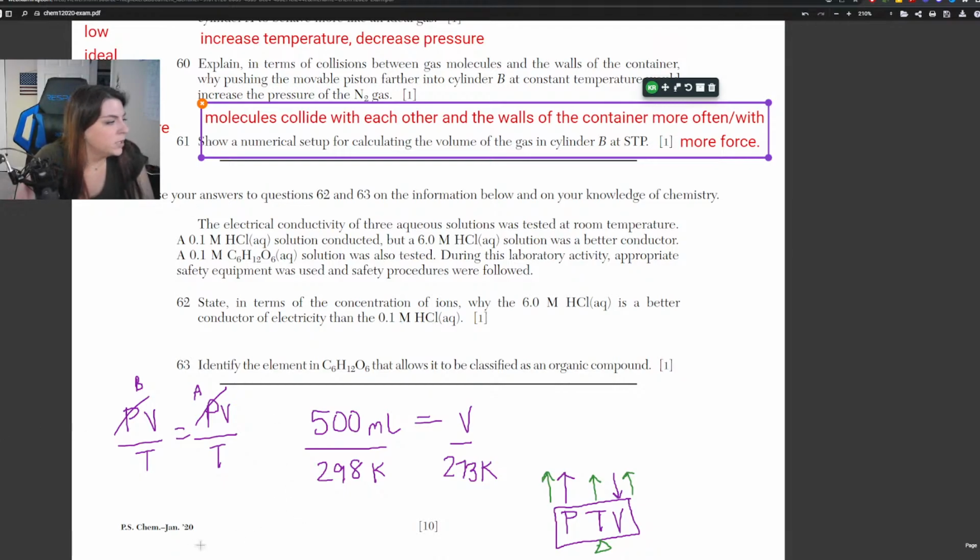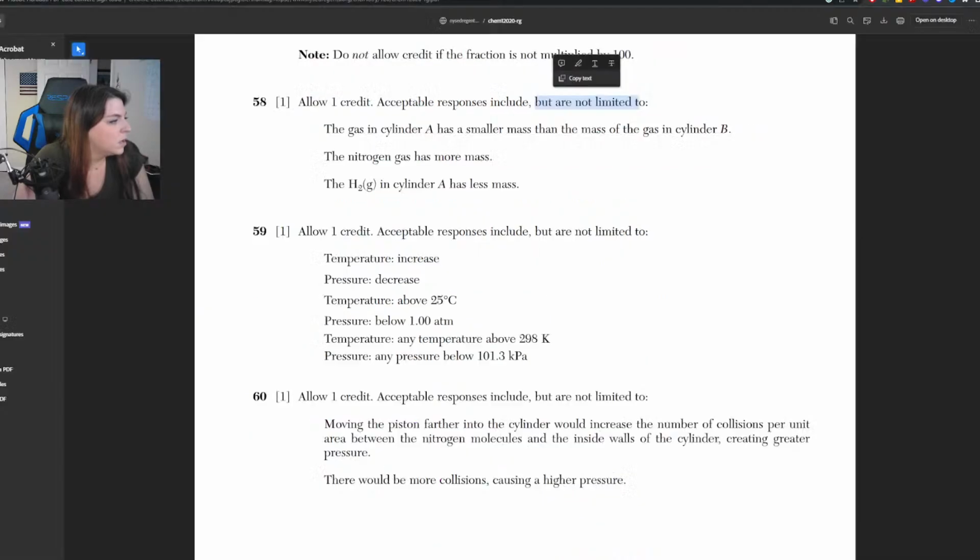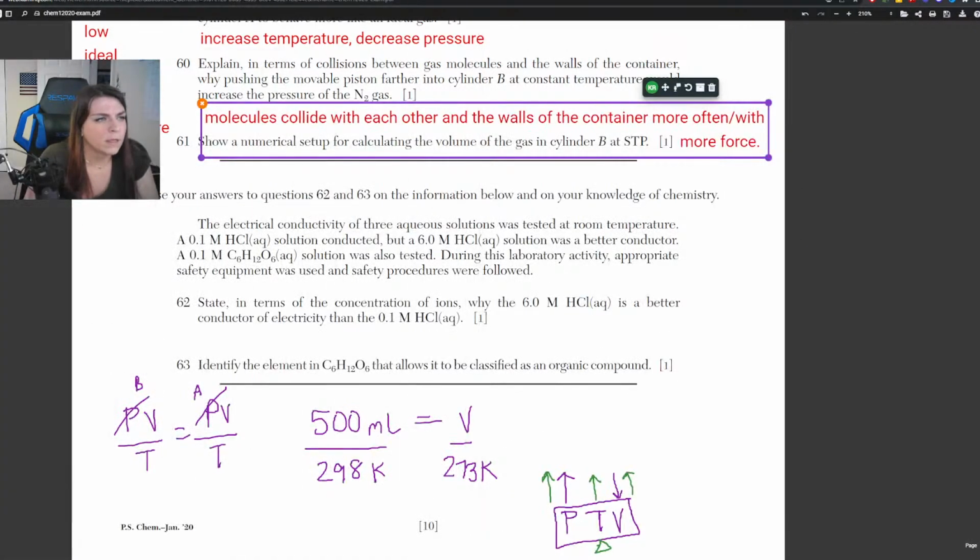I am curious what the answer key says in terms of solving. So am I wrong? Do you have to solve it?